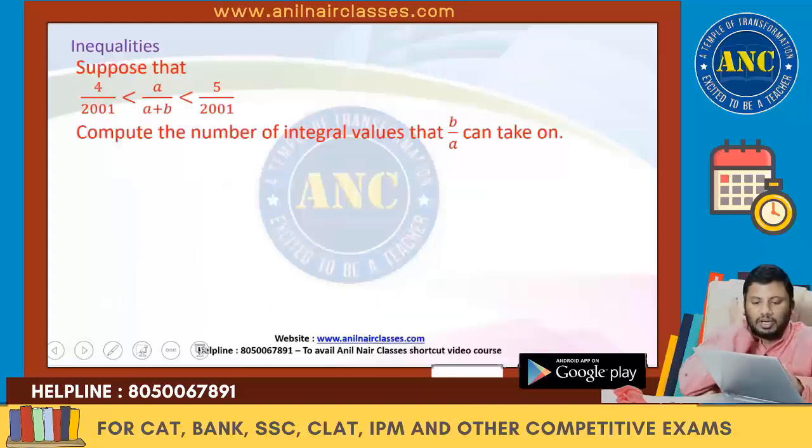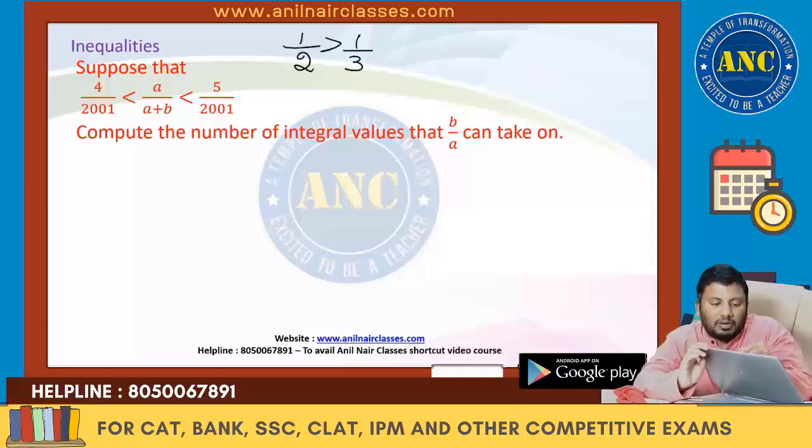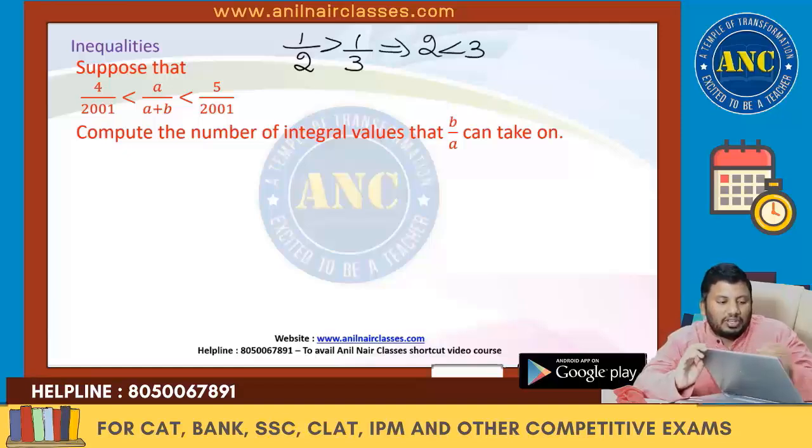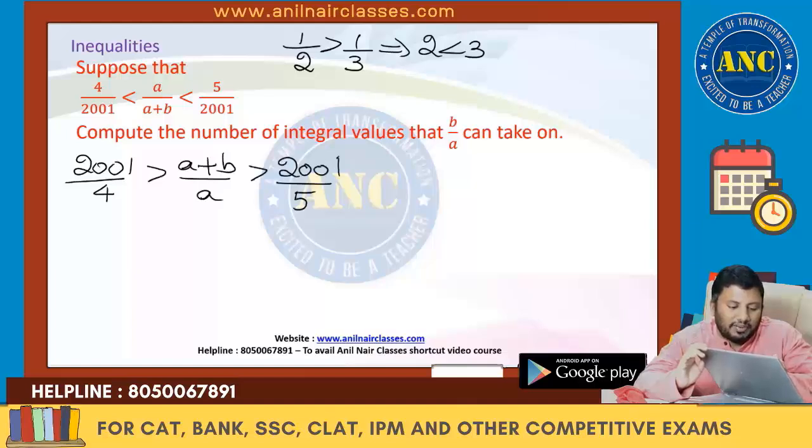Next, another model. 4 by 2001 less than a by a plus b less than 5 by 2001. Compute the number of integral values that b by a can take. 1 by 2 is greater than 1 by 3, it is nothing but 2 is less than 3. Interchange the values: 2001 by 4 is greater than a plus b by a greater than 2001 by 5.